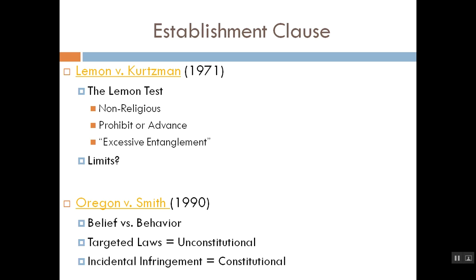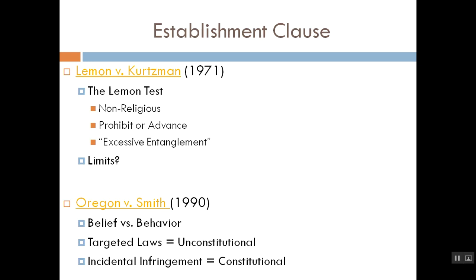So, in other words, when the Establishment Clause tells us not to respect an establishment of religion, the courts have interpreted this to prohibit not just the federal Congress, but all government actors from implementing laws which prohibit or advance a religious practice, which only serve a religious purpose, or which create an excessive entanglement between church and state.